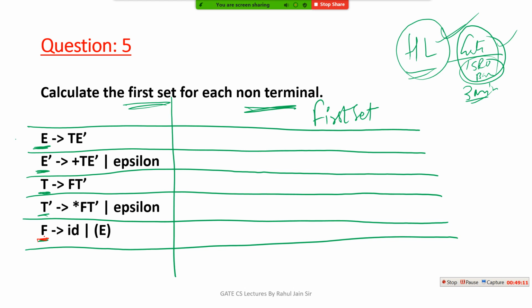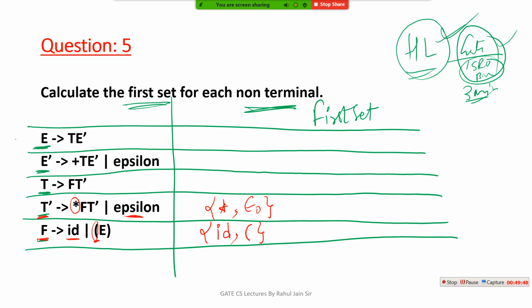Now, what is first of S, guys? What is first of F? First of F is ID, and also this open brace. This open brace is also first of F. Okay, this is first of S. Now what is first of T dash? First of T dash is the first terminal. What is the terminal? Asterisk. So I need to put asterisk here, and I also have epsilon as first of T dash, so I will put epsilon here as well.